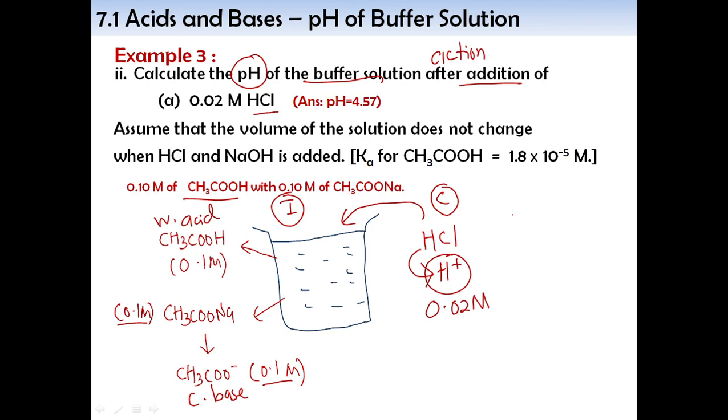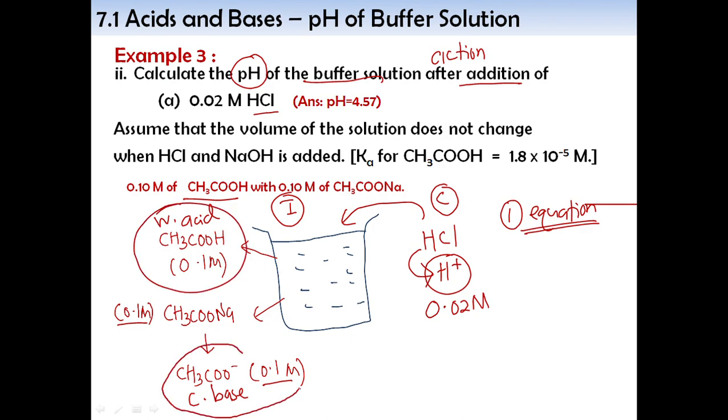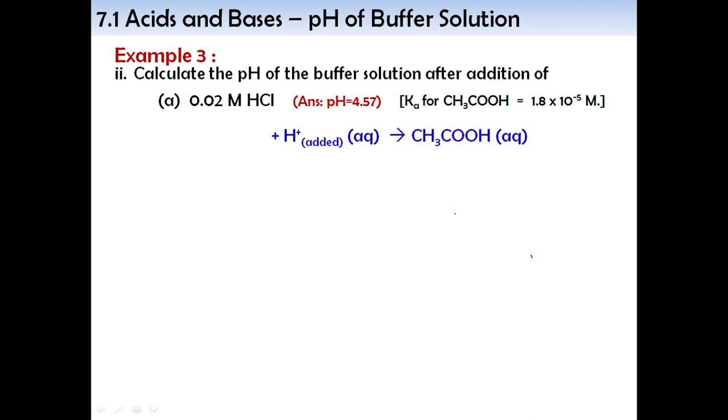Before we construct the table, first step is equation. Jadi, awak kena tulis equation dulu. Tolong pilih antara weak acid dengan conjugate base. Siapa yang akan react dengan H+? This is acid. Acid mana boleh react dengan acid kan? Base will react. Jadinya, we're going to write the equation by using CH3COO- and H+ as the reactants. So, this is my equation. So, our first step is done.